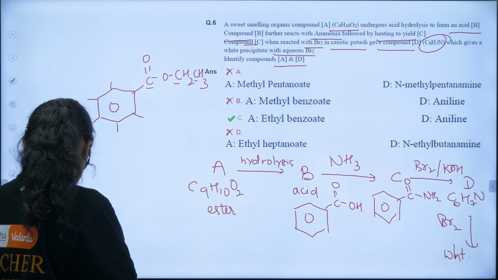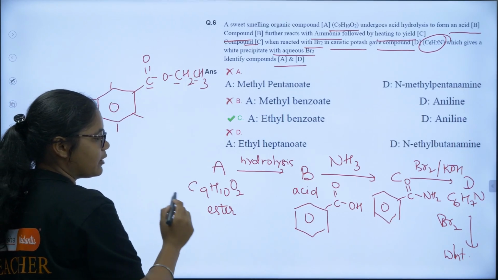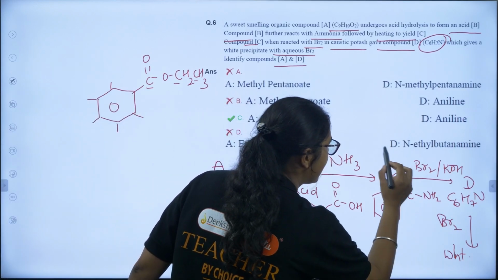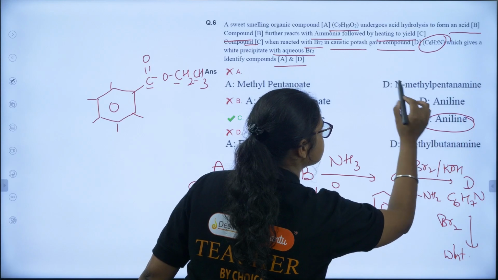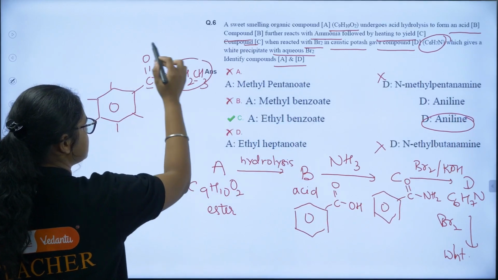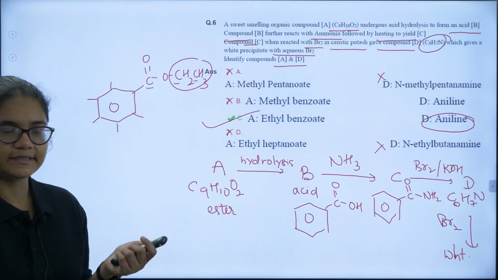So now if you see, this is the structure of the A compound and this is the structure of the D compound. So D is your aniline. So among the options, we can eliminate these 2 options, and this one is your ethyl benzoate, right? So the correct answer for this question will be option number C.